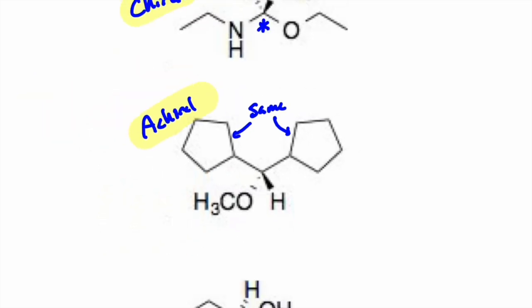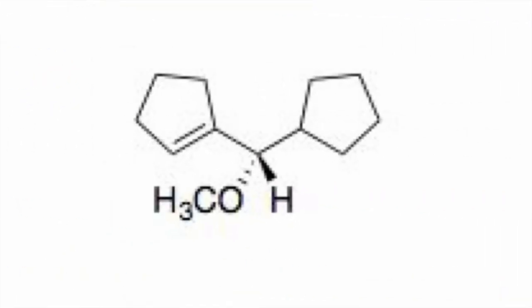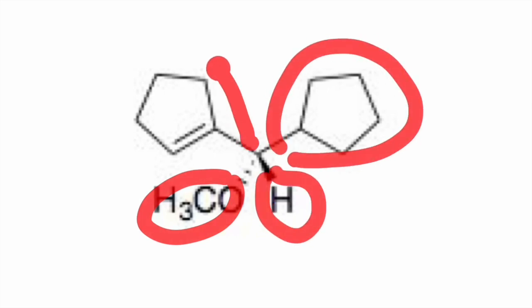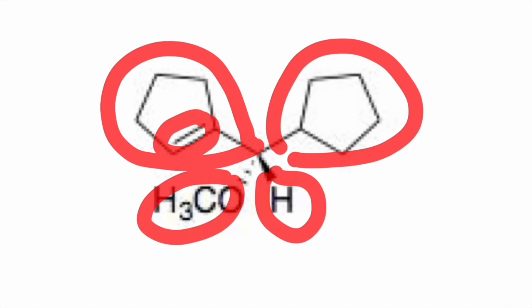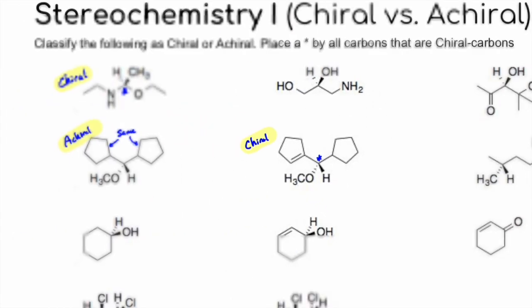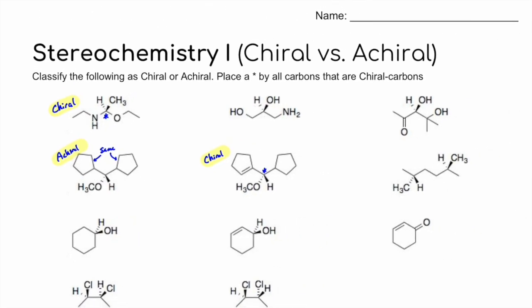Okay. So to go off of that, I look at this one. I have a very similar one. I have this component here, a cyclopentane here, and a cyclopentene, because I have a double bond. So that is different. So I put a little asterisk, and I say that that is chiral. And that is how I'd like you to work on this worksheet. Should go pretty quick. We'll talk more about stereochemistry on our next part of our chapter.